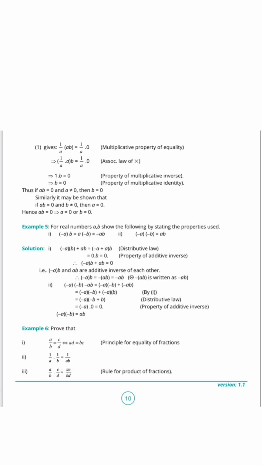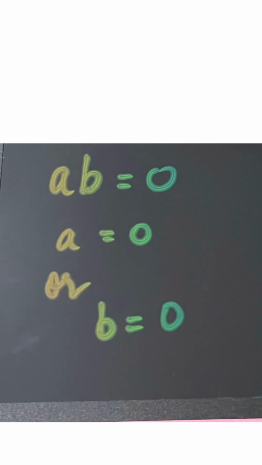And similarly it may be shown that if ab is equal to 0 and b is not equal to 0, then a is equal to 0. Hence ab is equal to 0 means either a is equal to 0 or b is equal to 0. It means that if you have a product of two numbers, product meaning you are multiplying two numbers, and their product is equal to 0, then either a is equal to 0 or b is equal to 0.